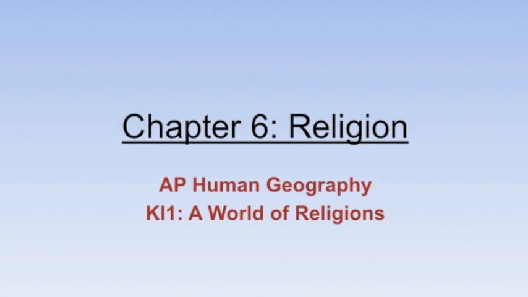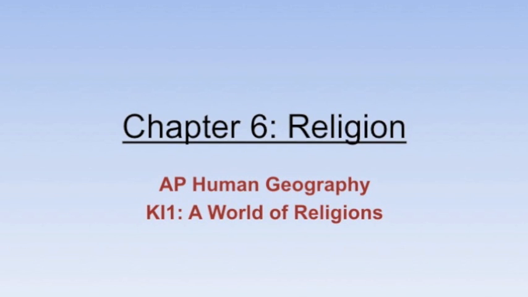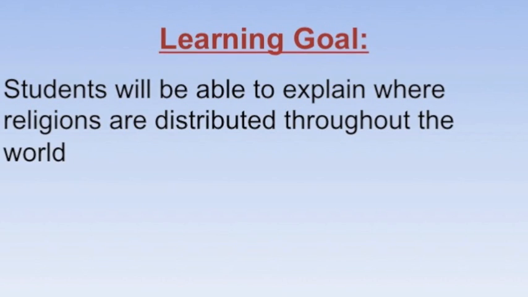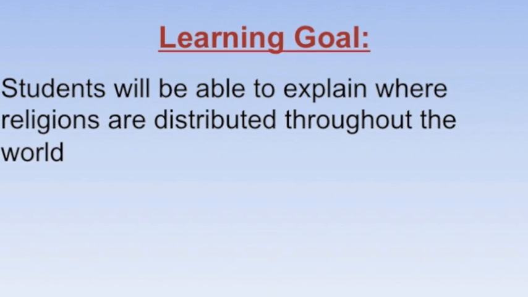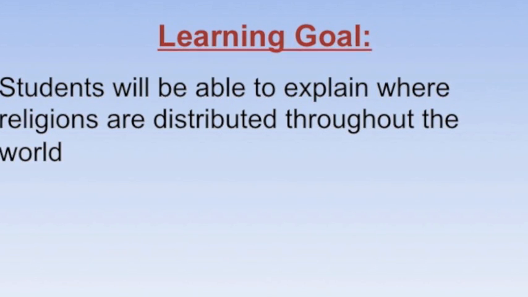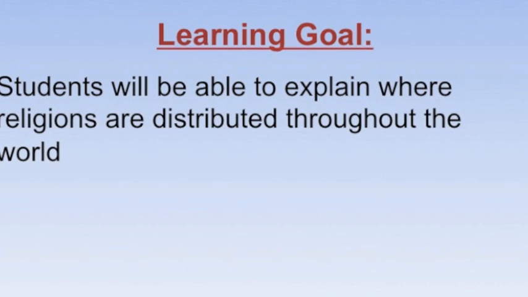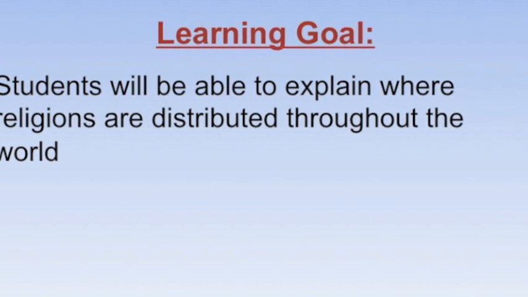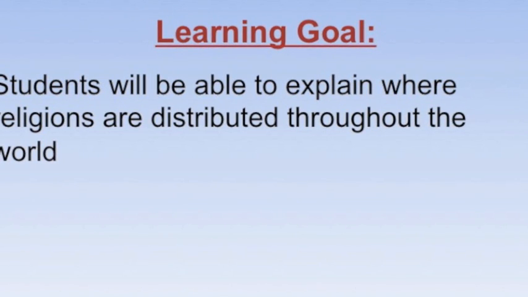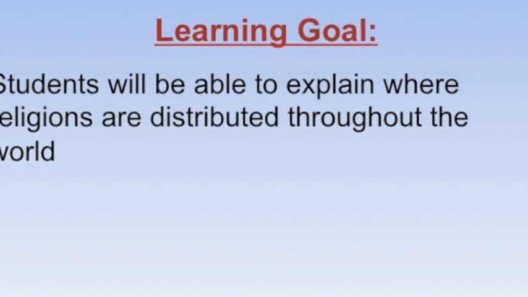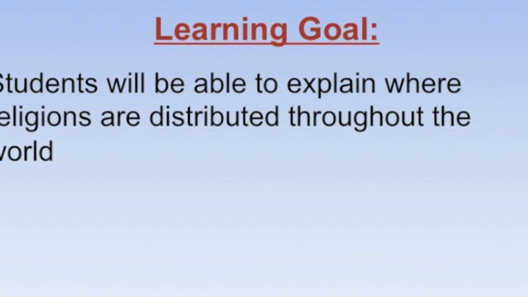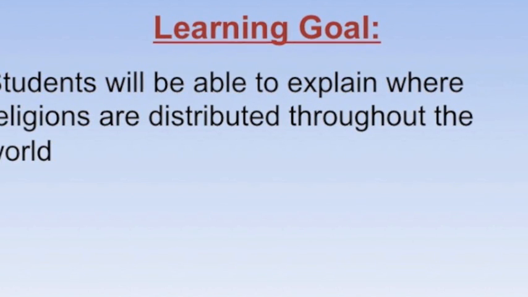And remember that in our last chapter, we covered language. And the chapter before that, we talked about folk and pop culture. So this is a continuation of cultural human geography, starting with key issue 1. Our learning goal is students will be able to explain where religions are distributed throughout the world. So that's going to be our focus, as well as just a quick little background and introduction to the different religions that we will further talk about throughout the chapter.